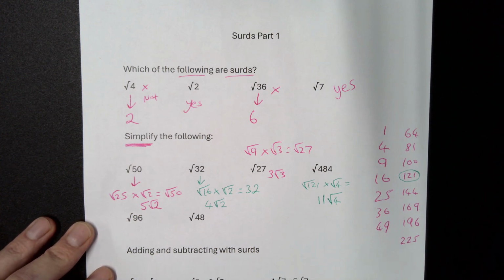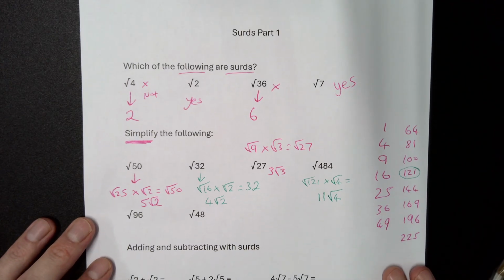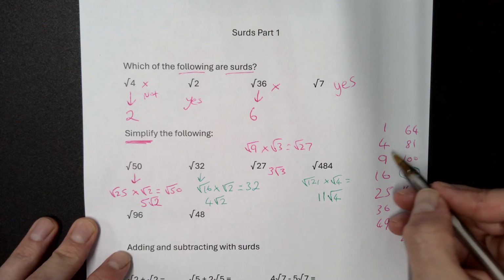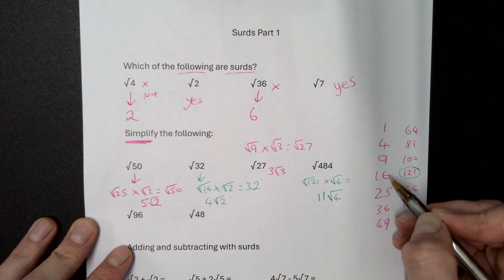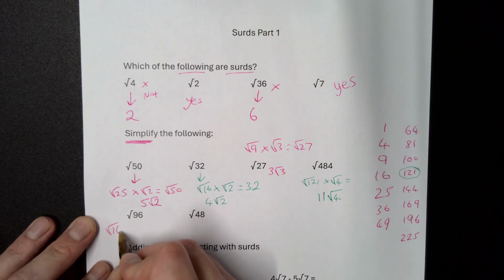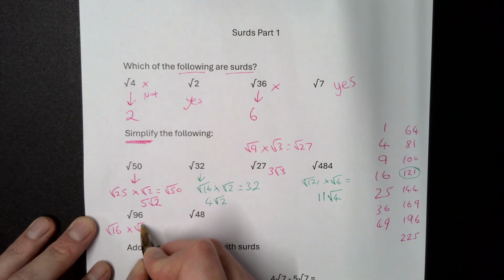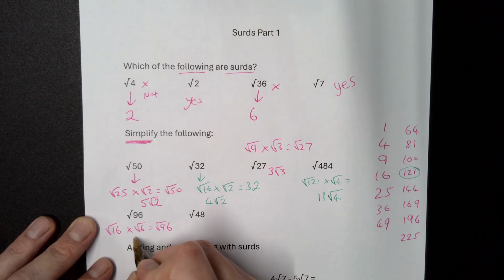Right, I've also picked 96 and 48. These often come up and are often mistaken. Right, 96. Okay, it is in the 4s, but it's also in the 16s. Now root 16 times root 6 equals 96. Square root of 16 is 4, so it's 4 root 6.